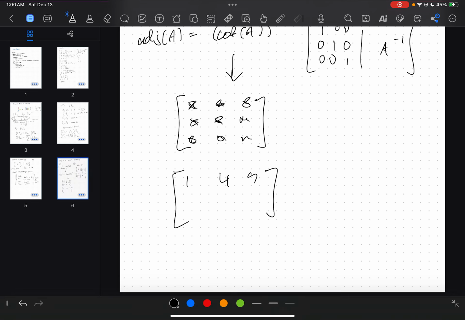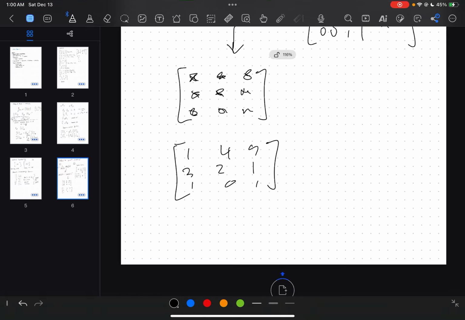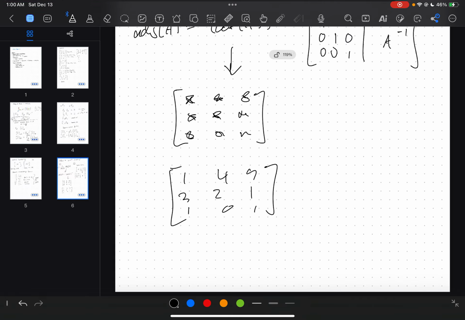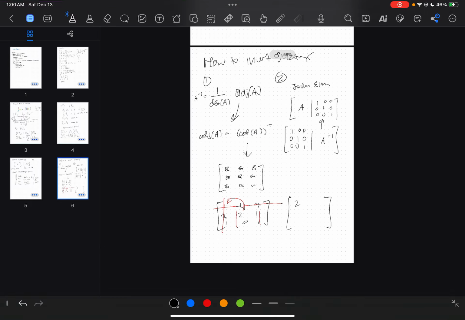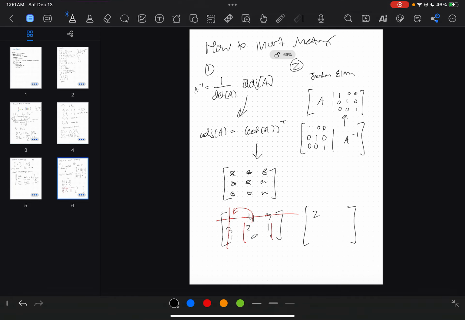1 4 9 3 2 1 1 0. You hide this one, take the determinant of this, and place it here. So that means in our cofactor matrix, it is 2 minus 0, so that 2 goes there. And repeat that for all 9. I thought that was very useless, but you have to do it to get your adjugate.